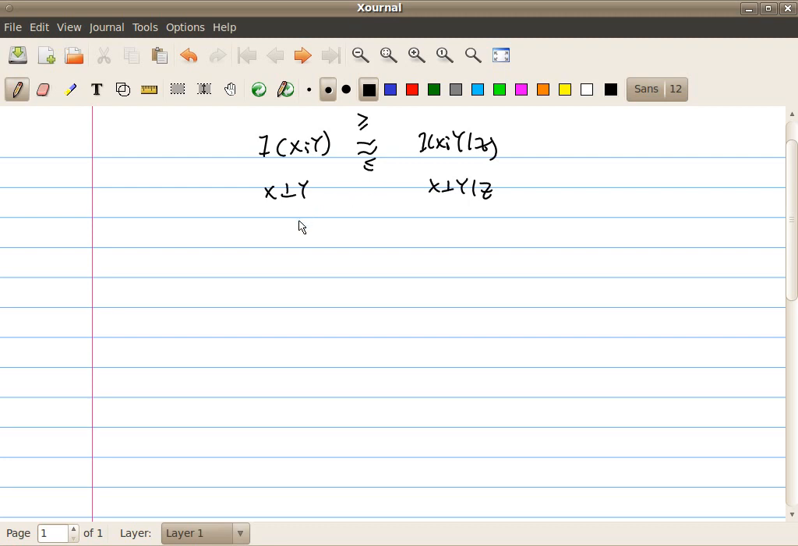Okay, welcome back. Last time we got into some discussion regarding the mutual information and the conditional mutual information, and why we try to compare these two quantities, and this led to some discussion on independence and conditional independence.